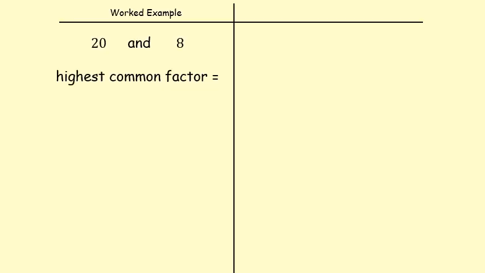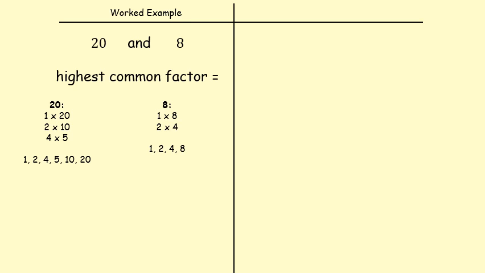Okay, now we're going to look at how to find the highest common factor. So what's the biggest number that's common to both 20 and 8? So first of all, for 20, I'm going to list all the factor pairs of 20. 1 times 20, 2 times 10, 4 times 5. That's my list. And then I would write it below: 1, 2, 4, 5, 10 and 20. Then I'm going to list all the factors of 8. So I've got 1 times 8, 2 times 4, and that's my list. So 1, 2, 4 and 8.